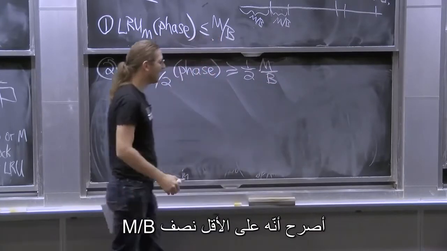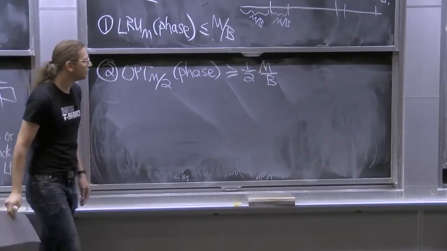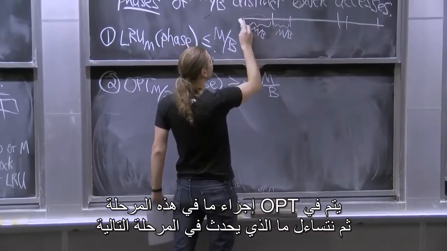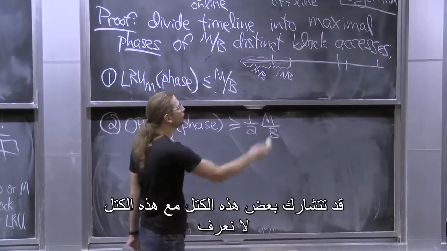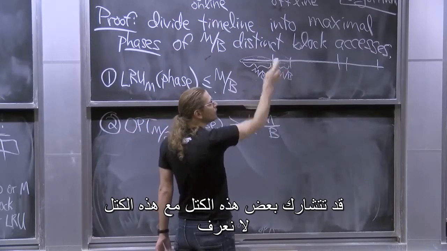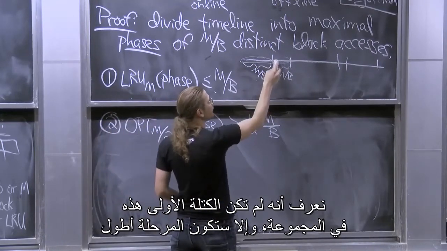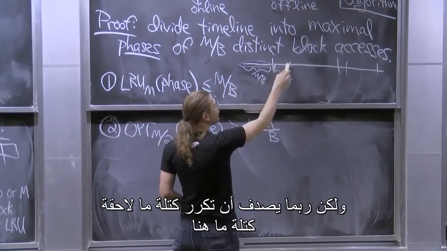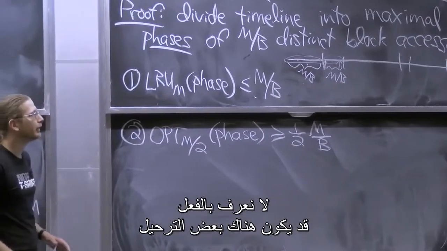So I claim it's at least half m over b. Why? Now we have to think about carryover. So opt did something in this phase, and then we're wondering what happens in the very next phase. So some of these blocks may be shared with these blocks. We don't know. There's some set of blocks. We know that this very first block was not in this set. Otherwise, the phase would have been longer. But maybe some later block happens to repeat some block that's over there. We don't really know. There could be some carryover.